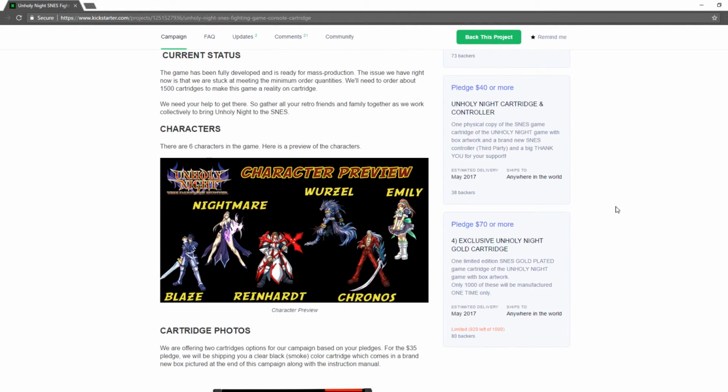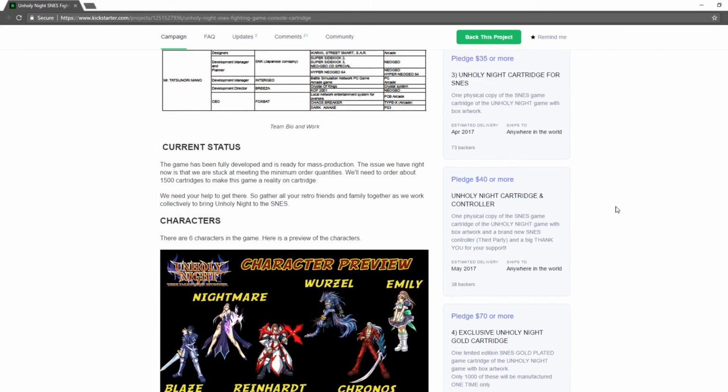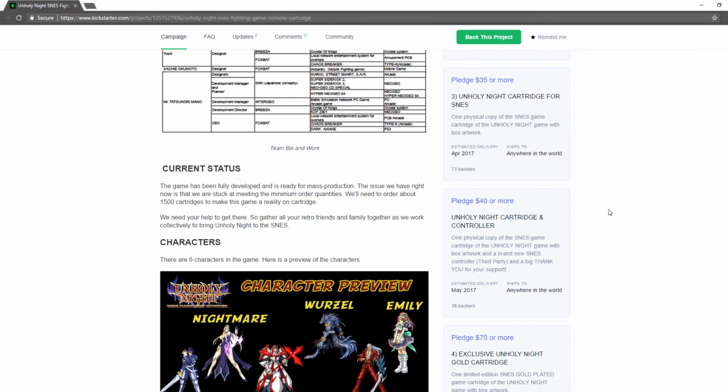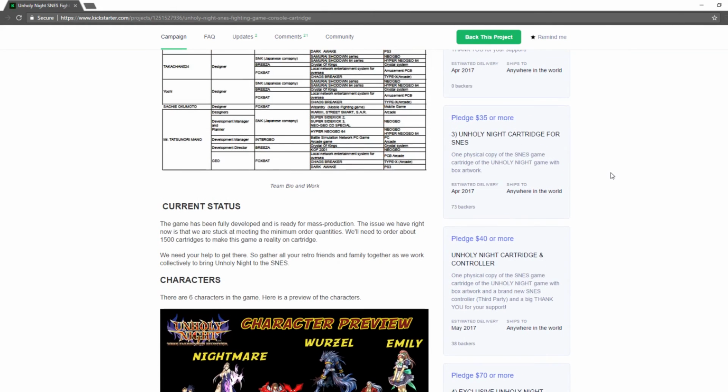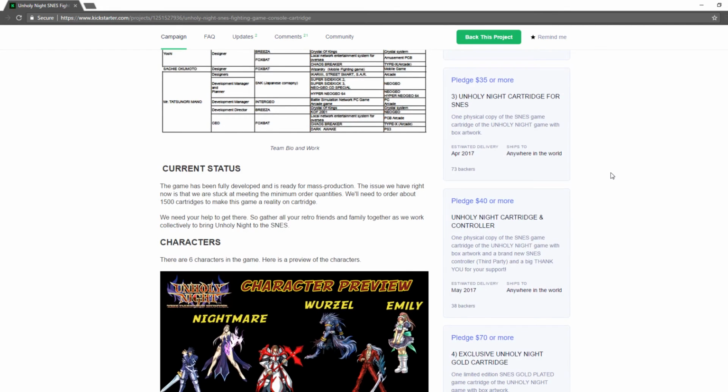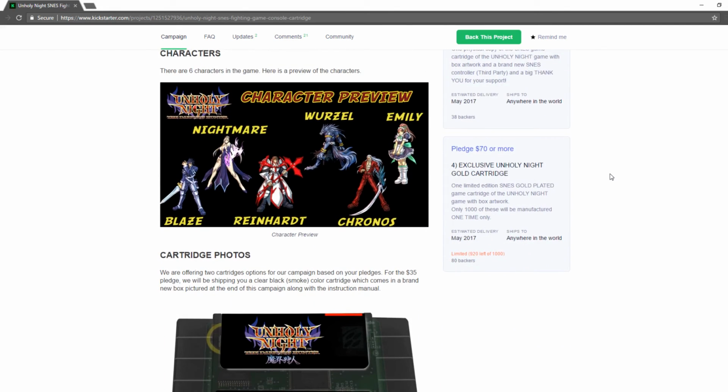$40 gets you a cartridge and a controller. So this right here, I'm surprised that more people haven't done the $40 tier as opposed to everyone that has already done the $35 tier. I'm not sure why. It's $5, you get an extra controller, and it's always handy to have a controller considering this is being played on the Super Nintendo. It'd be nice to have just a cool collector controller somewhere sitting around. So for $5, I don't see why you wouldn't go for this tier, but I'm just surprised because it's almost double the amount of people who've gone for the $35 tier. I'm kind of shocked by that. That's okay. And then there's a $70 tier for the gold cartridge.